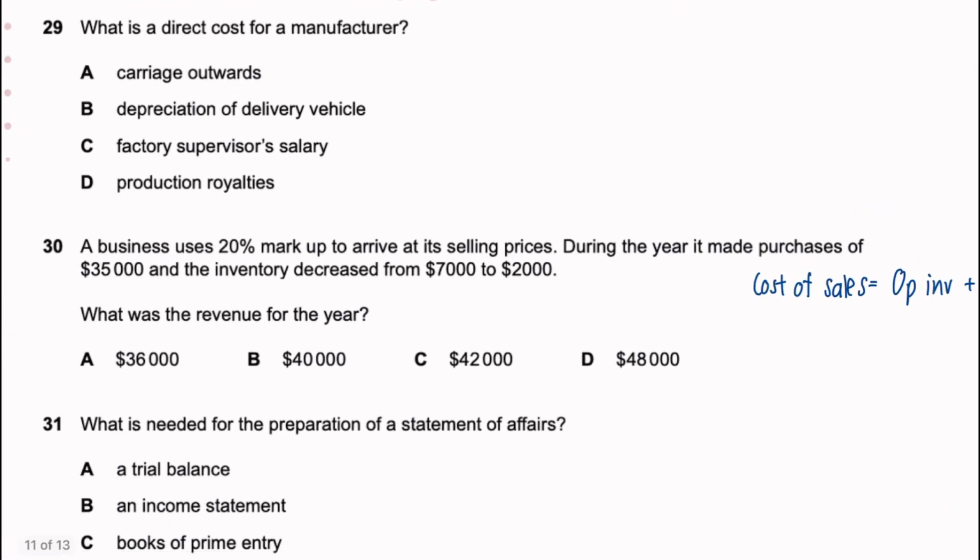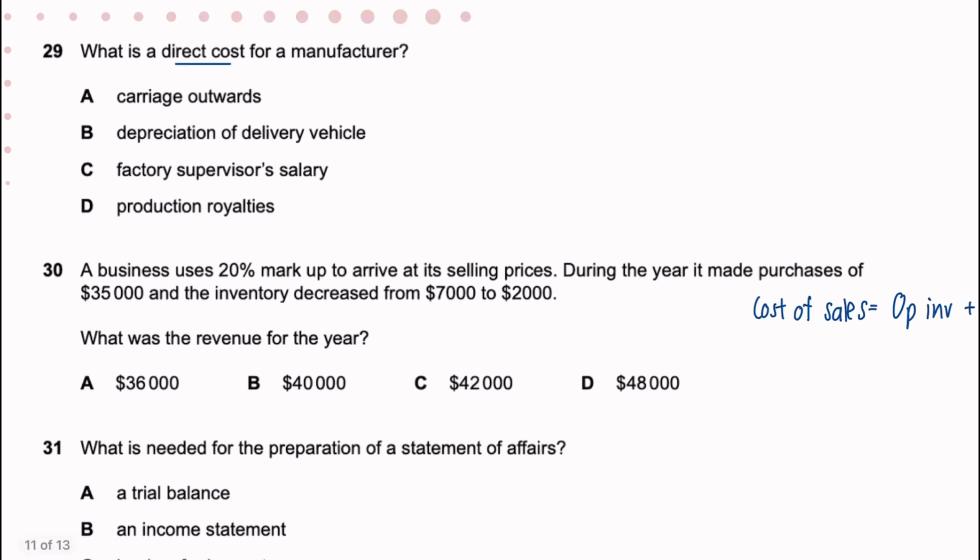Question 29. What is a direct cost for a manufacturer? Direct cost means it affects the production directly.